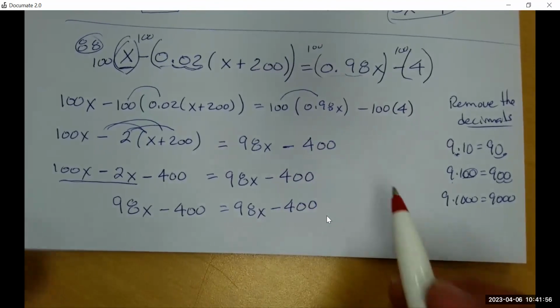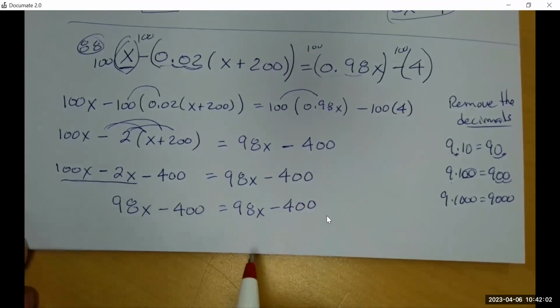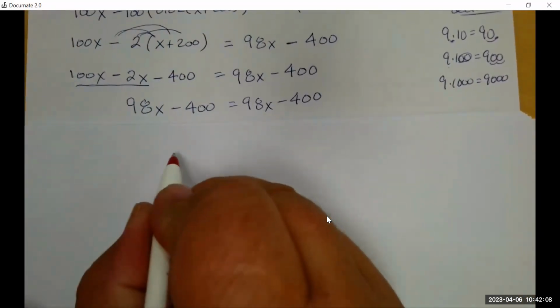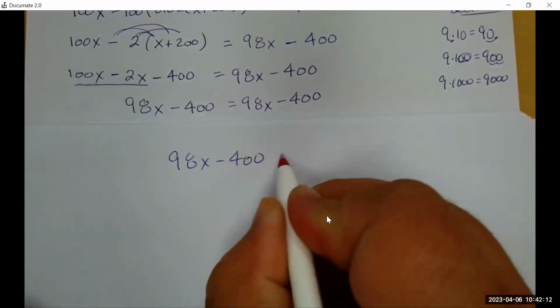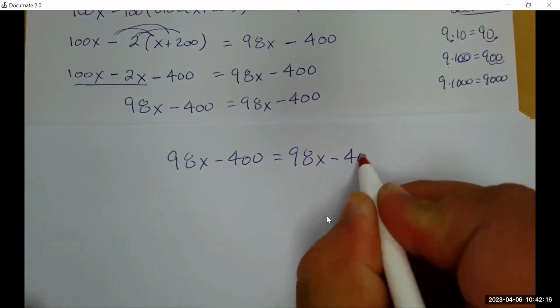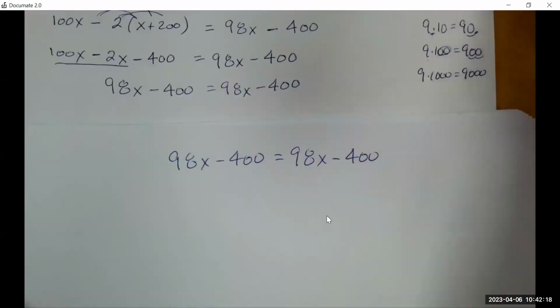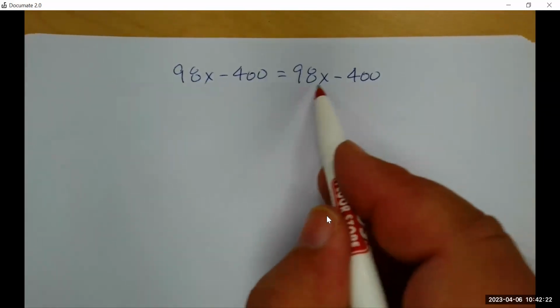Yeah, actually, it goes even further than that. This is a true statement. But if we went further, let's see what would happen. So we have 98x minus 400 equals 98x minus 400. We can't combine 98 and 400.